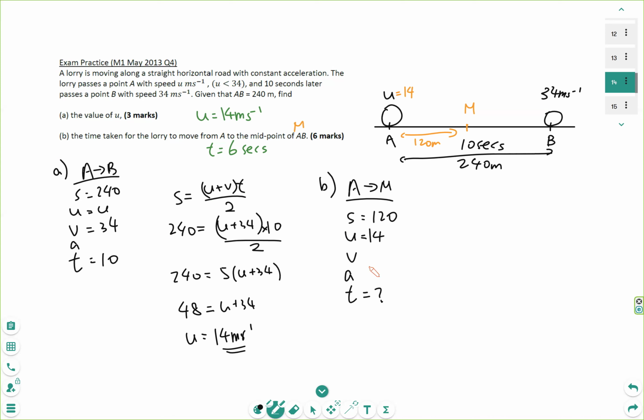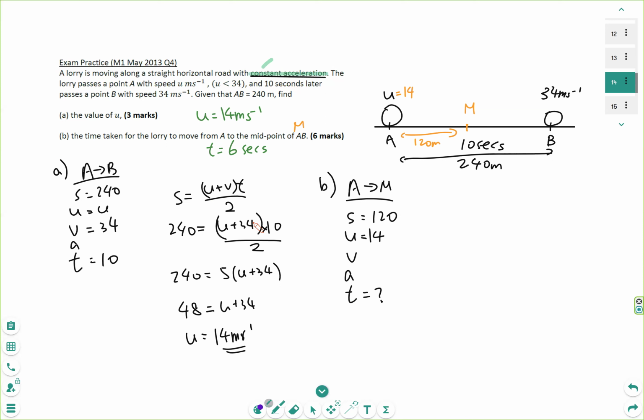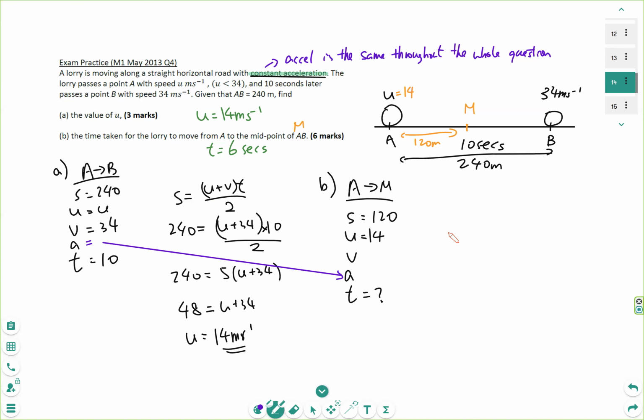Which one is more logical to find? Hopefully you'll answer a. The reason is it's a constant acceleration. It means the acceleration is the same throughout the whole journey. So you might want to write this down: constant acceleration here means the acceleration is the same throughout the whole question, the whole journey. Therefore, the acceleration here would become the acceleration here.